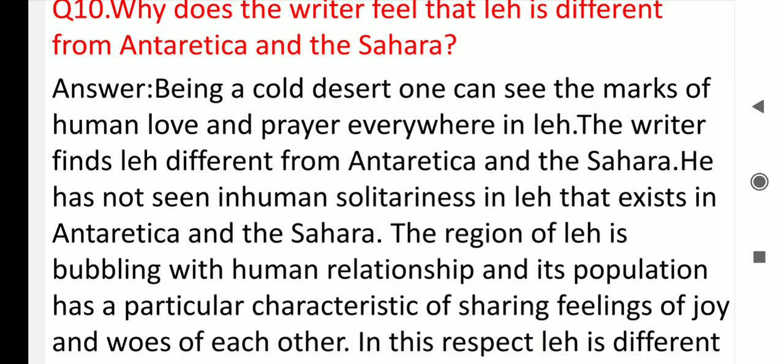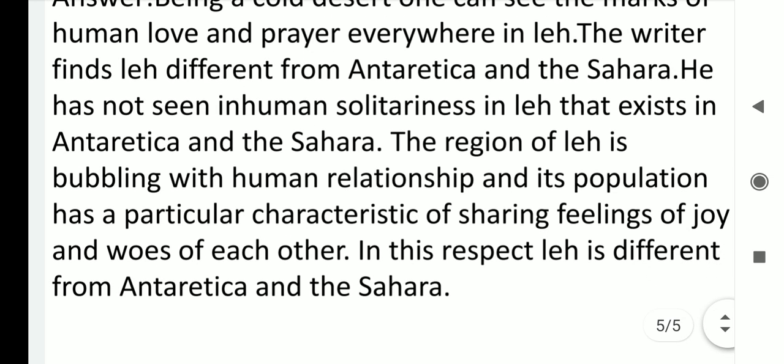He has not seen in Leh the inhuman solitariness that exists in Antarctica and the Sahara. The region of Leh is bubbling with human relationship, and its population has a particular characteristic of sharing feelings of joy and woes of each other. In this respect, Leh is different from Antarctica and the Sahara.